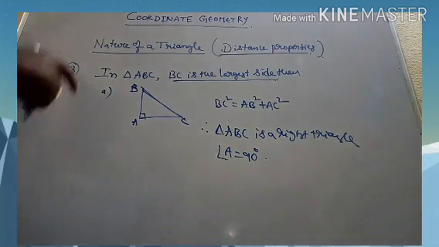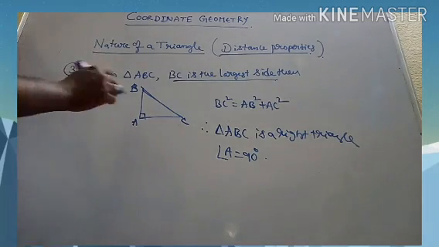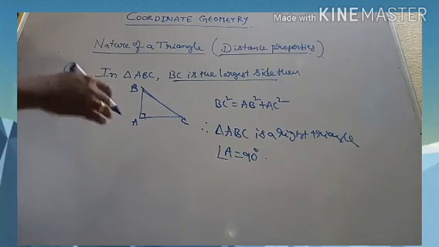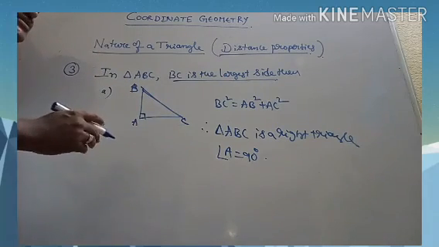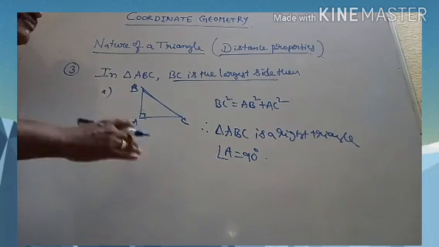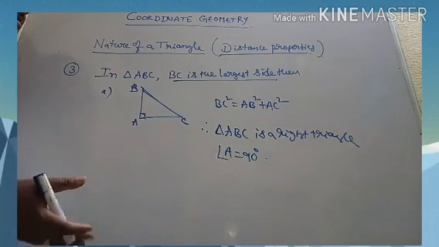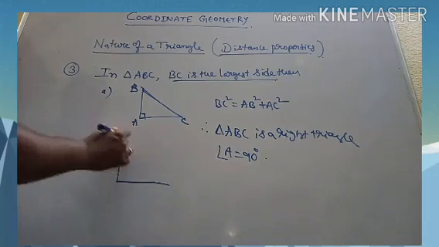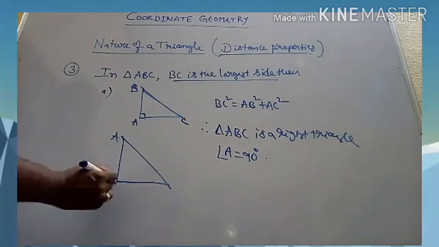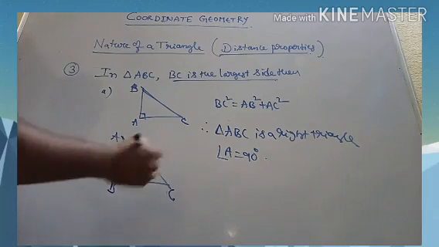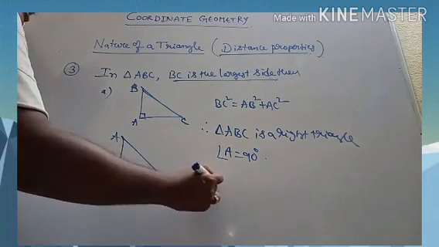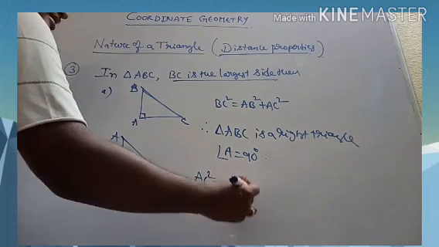So if they give three vertices A, B, C and you want to prove it is a right angle triangle, the only thing you need to prove is that the square of one side equals the sum of the squares of the other two sides. Suppose it satisfies this property, AC square equals AB square plus BC square.